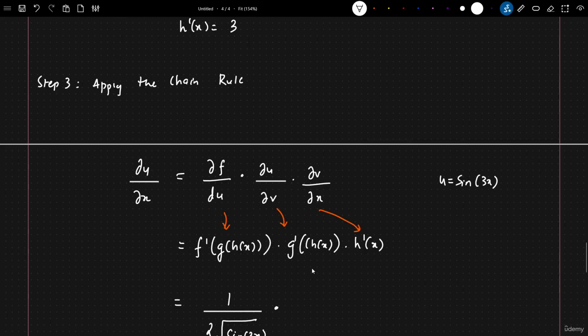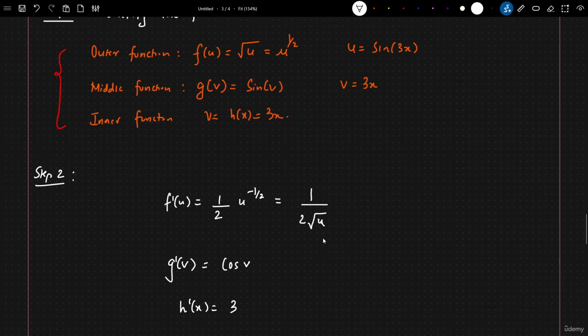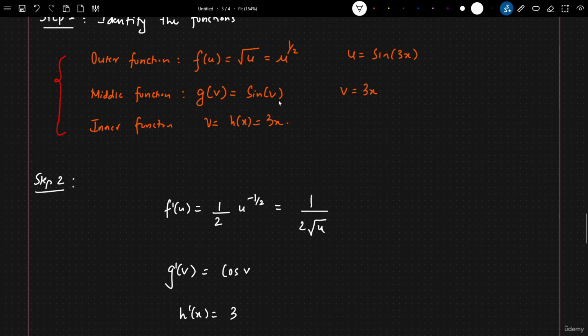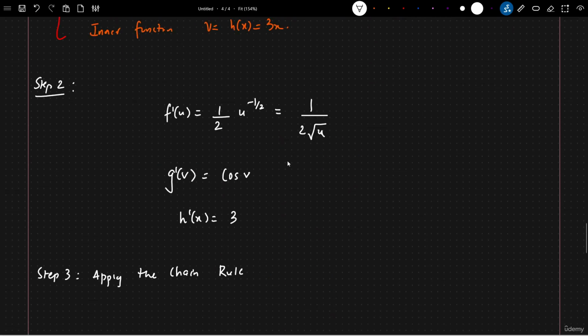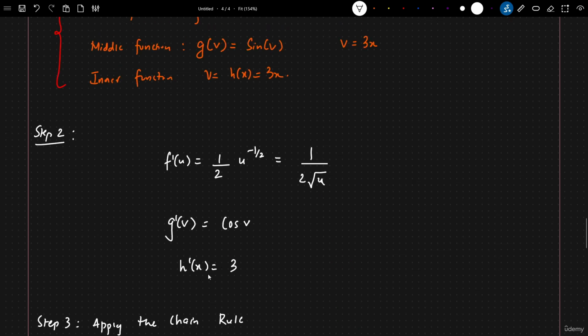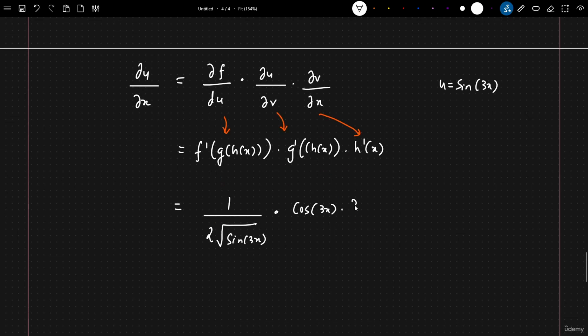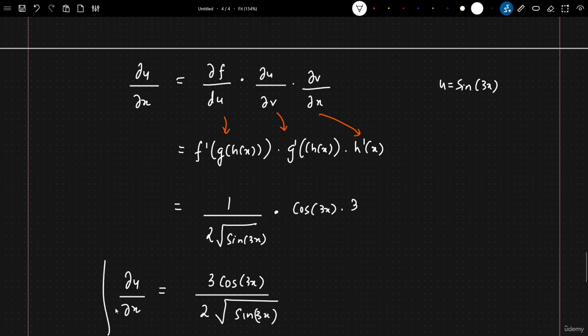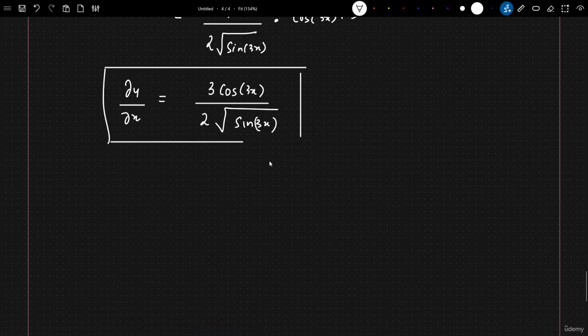Dot, okay? Then what is g dash of h of x? g dash of h of x is nothing but sine v, and v is nothing but 3x, right? So when we found the derivative, it is nothing but cos v. Here instead of writing v, I will write cos 3x, dot. For the final operation, h dash of x, it is nothing but 3. So here is my total output: the derivative of y with respect to x is 3 cos 3x divided by 2 root sine 3x. So this is the overall derivative.